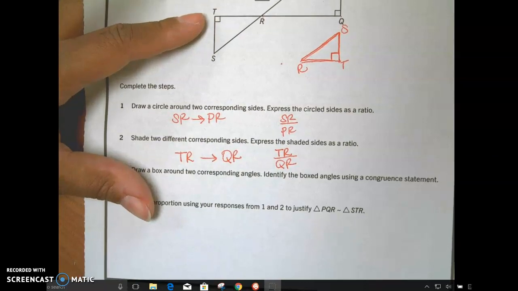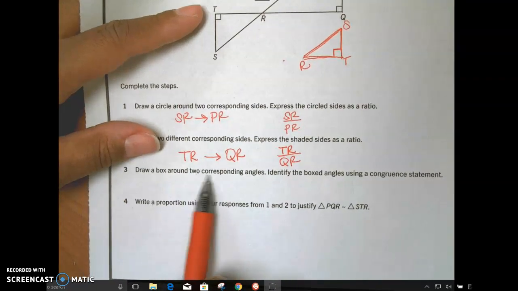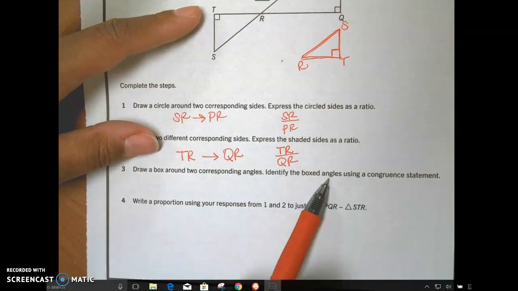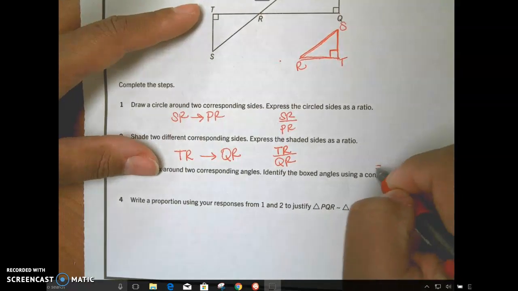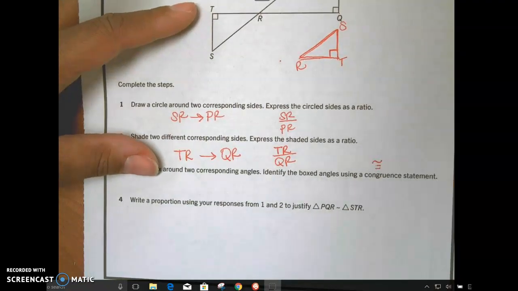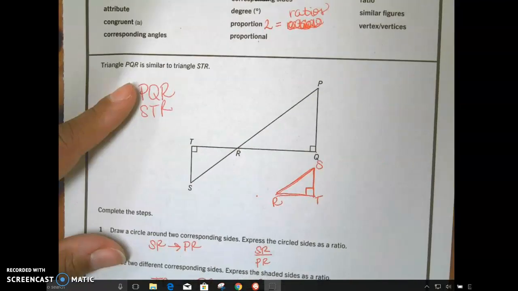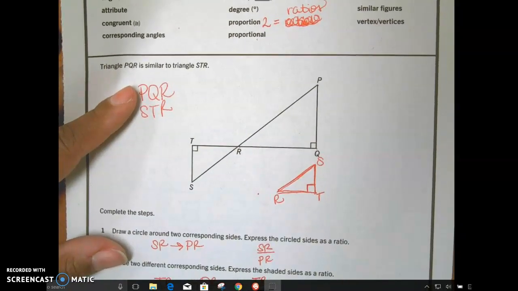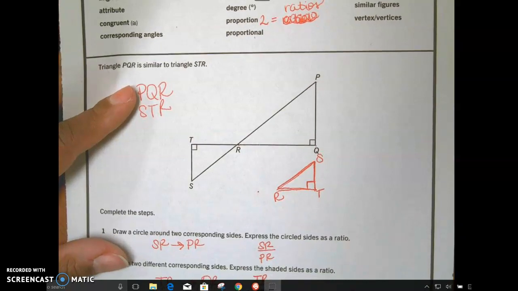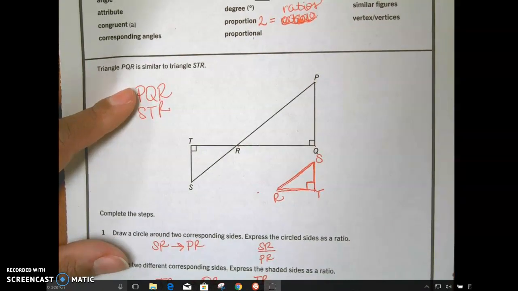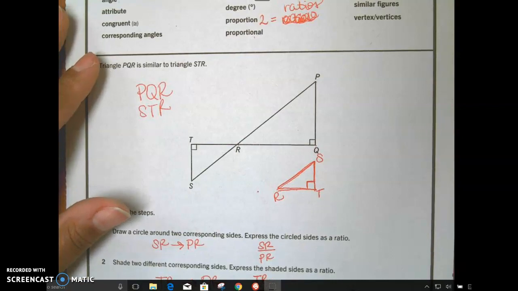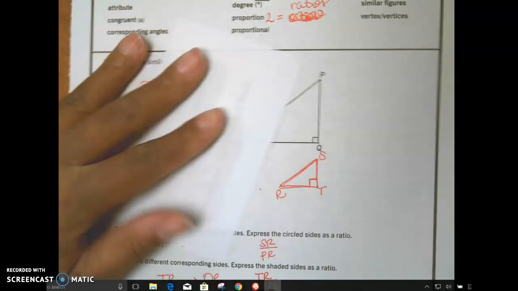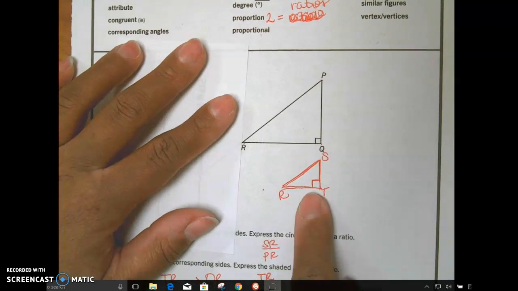Draw a box around two corresponding angles. Identify the boxed angles using a congruence statement. Congruence means I need to use the equal sign with the tilde over it. So, who are two angles that are equal? T and Q. Okay, let me help you out. Don't look at this triangle here because I have redrawn it over here.